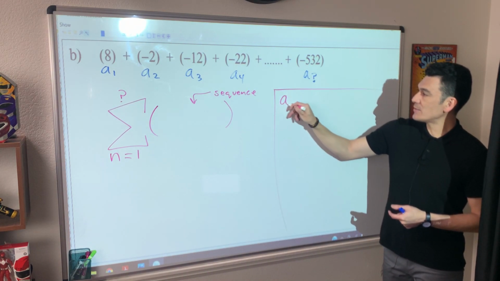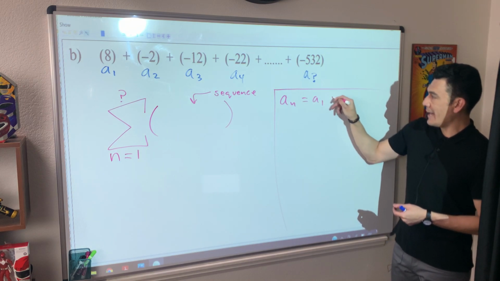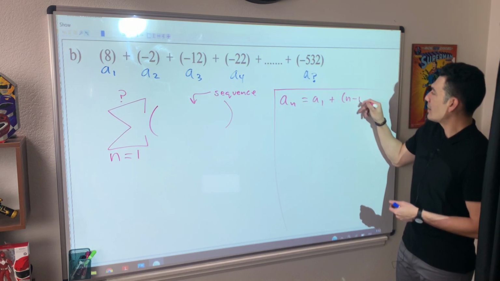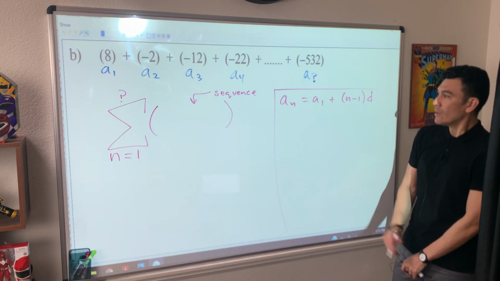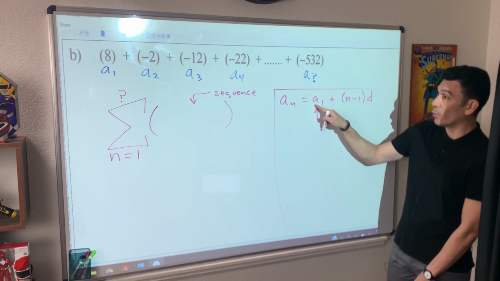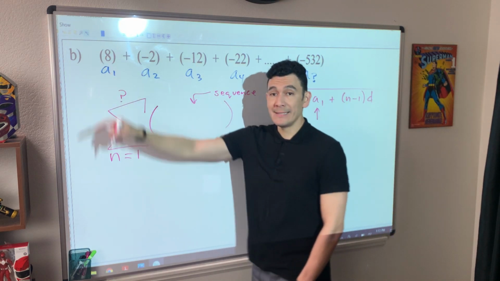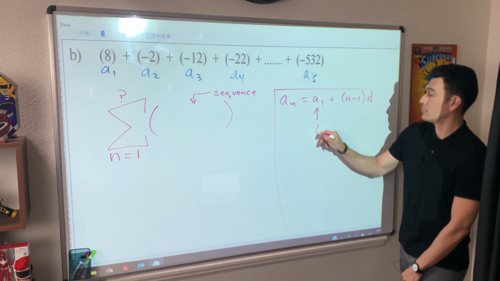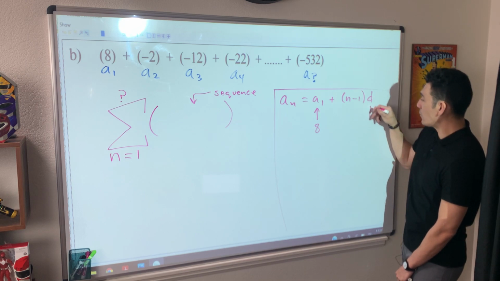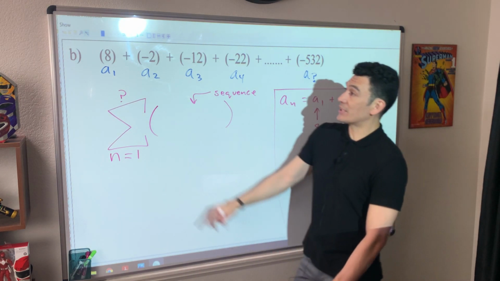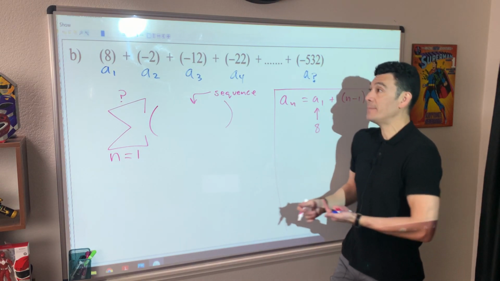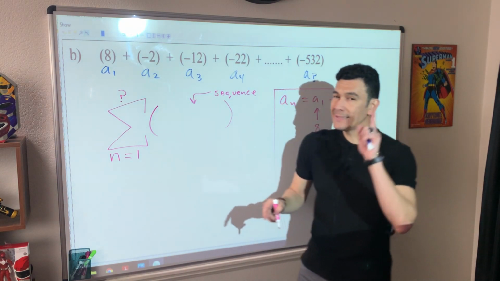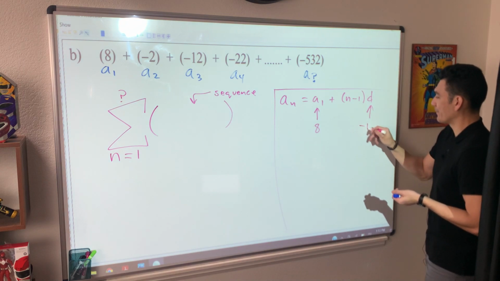Let's go to last week's material. An equals A1, n minus 1 times d, where the first term, A1, is 8. And what is the common difference? To go from here to here to here to here, what's going on every time? You can see that we're subtracting 10 every time.